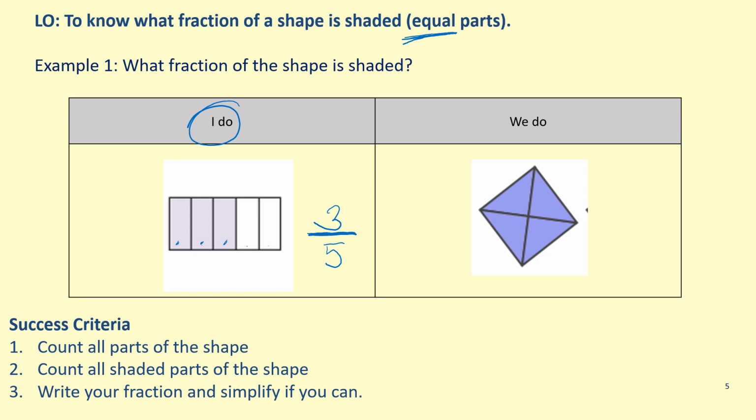So now pause this video and attempt the we do part. Okay, so there are 4 parts shaded out of 4 equal parts altogether in the shape. So the final answer is 4 out of 4 as a fraction. And because we are clever mathematicians, we know that the whole one shape is shaded.